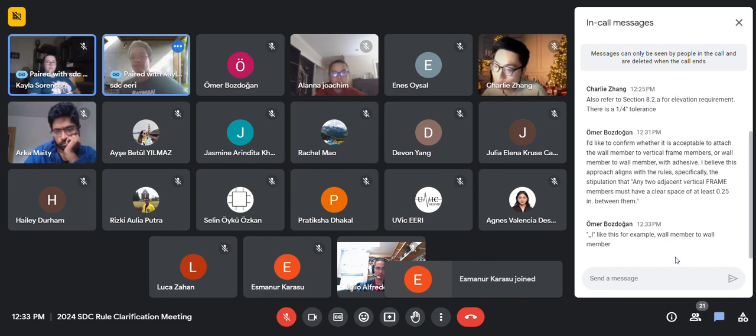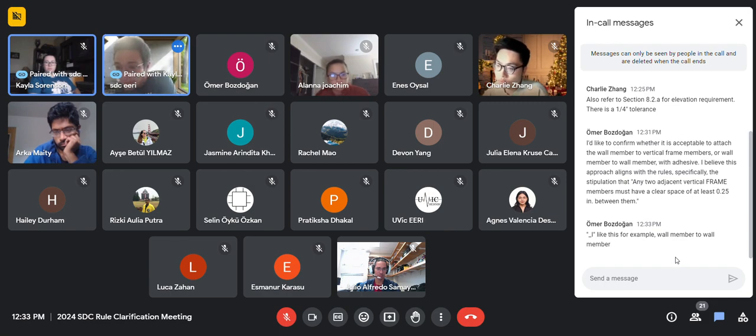So while we wait, for this example of wall to wall member, I'm not sure I'm following. This question is a little hard for me to answer because I'm not sure I'm understanding correctly how things would be attached.